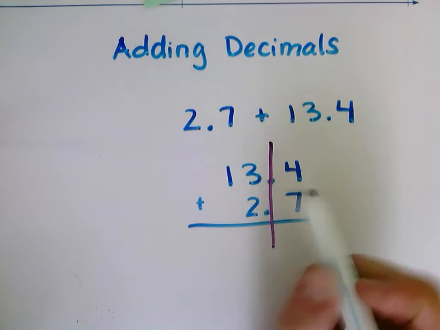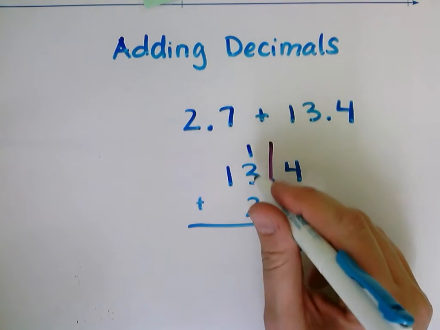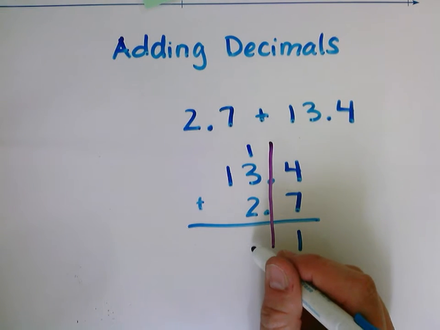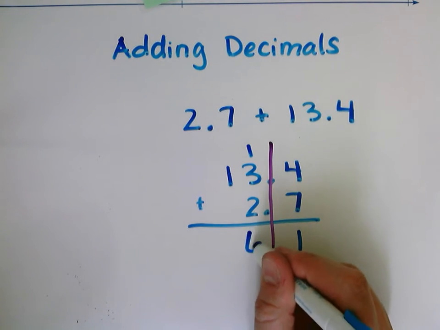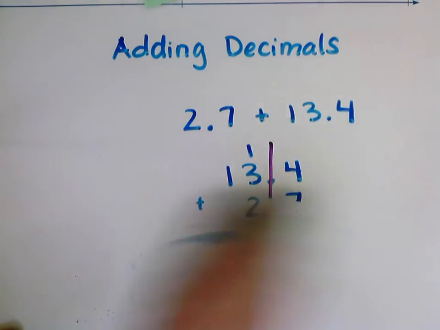So then I can go ahead and add 4 plus 7. 1 plus 3 is 4 plus 2 more. And 1. So I get 16 and 1/10 as my answer. Let's try another example.